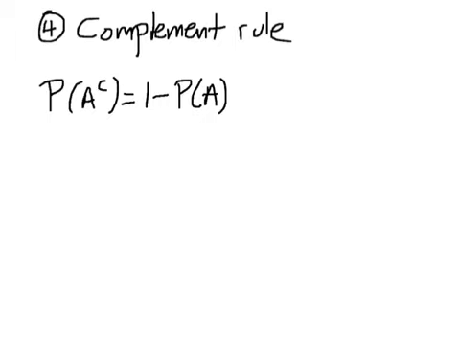What's the probability when you roll a die that you do not get a 4? Well, the probability of not getting a 4 is 1 minus the probability of getting a 4. It would be 1 minus 1/6, which is 5/6. Okay? That's the complement rule. Remember, the little c stands for complement.